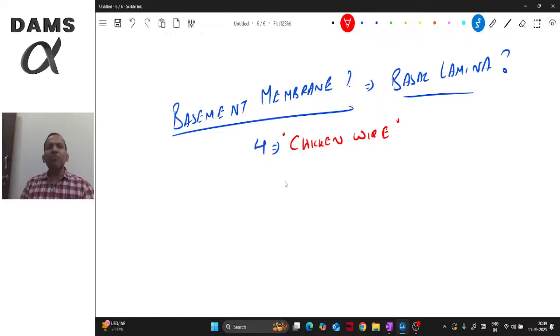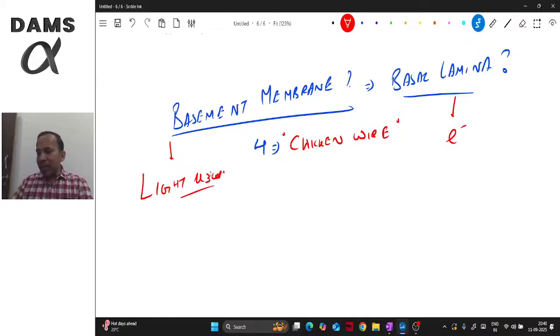Now there is a difference between basal lamina and basement membrane, isn't it? Basal lamina basically consists of lamina lucida and lamina densa. This is an electron microscopic structure. Basal lamina is seen on electron microscopy, and basement membrane is seen on light microscope. So basement membrane consists of basal lamina plus the cell-free zone of the connective tissue, isn't it?